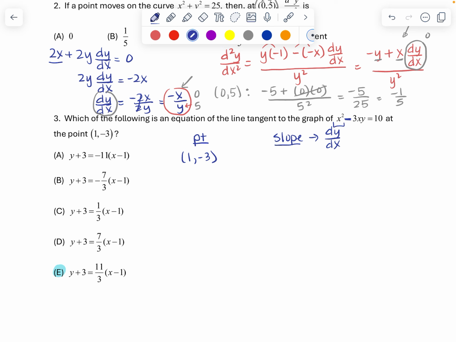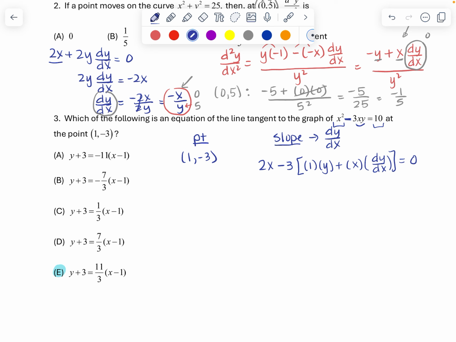So the derivative of x squared is 2x. Then I have this -3 times the derivative of xy. Okay, I'm going to go ahead and product rule that. So the derivative of the first is 1 times the second, which is y, plus the first, which is x, times the derivative of the second, which is dy dx. And that's going to equal the derivative of 10, which again is a big fat 0.